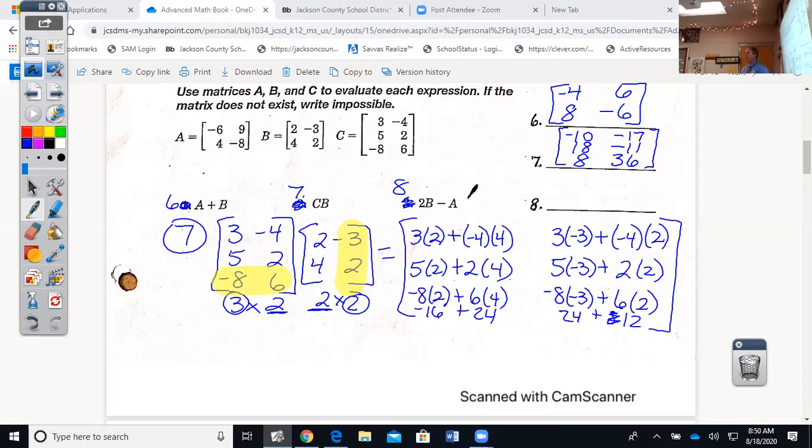And we can do some more after if we need to, because I know y'all are just itching to do more matrix multiplication. It's like your favorite thing ever. I can get you some extra practice.